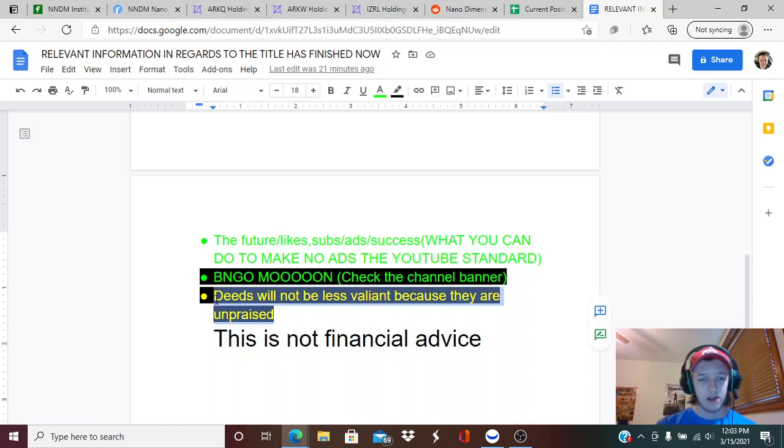It'll be interesting. Deeds will not be less valiant because they are unpraised. Remember this: when you do something well, something that's hard and takes a lot of honor and courage and bravery and intelligence, chances are it's not going to be praised very much. That's just how life is a lot of the time. You have to know that your deed is not going to be less valiant because of that, or else you're going to get into a depression where you think, what's the point of anything? This quote is from Aragorn, Lord of the Rings. Who would have known a Lord of the Rings quote could be so impactful?